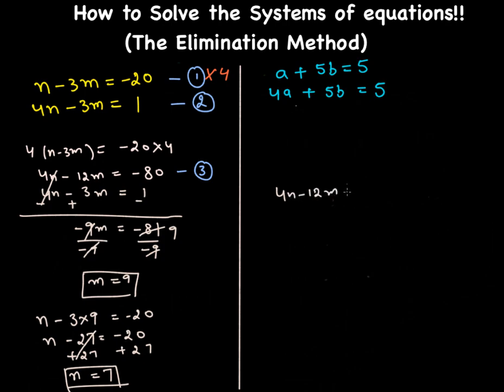Now I'm going to subtract this part over here. I'm going to put parentheses around 4n minus 3m, and on the other side it will be negative 80, this minus 1. And you see, with 4n minus 12m, nothing will happen to this part over here. The signs of these numbers will change.